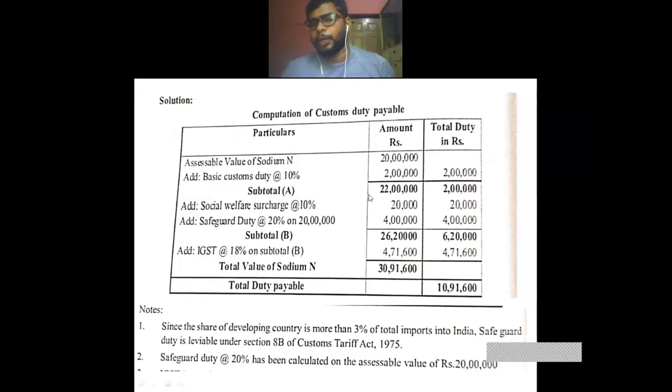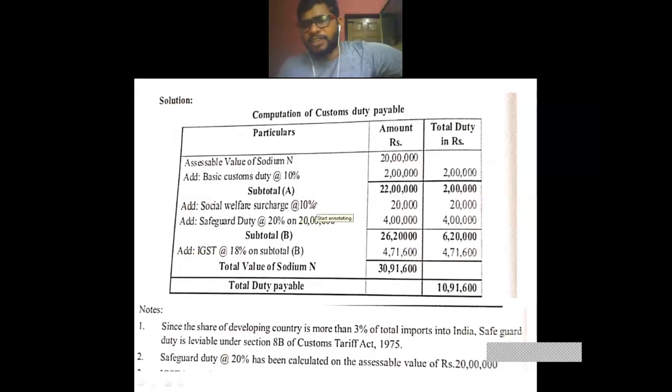Therefore, directly total A. Are you getting? If NCCD is given, include it. If CVD is given, include it. Otherwise, directly the total of A. Next.